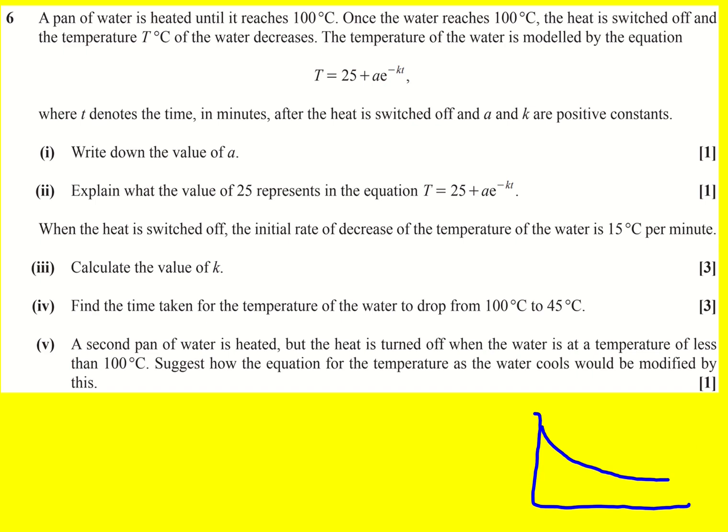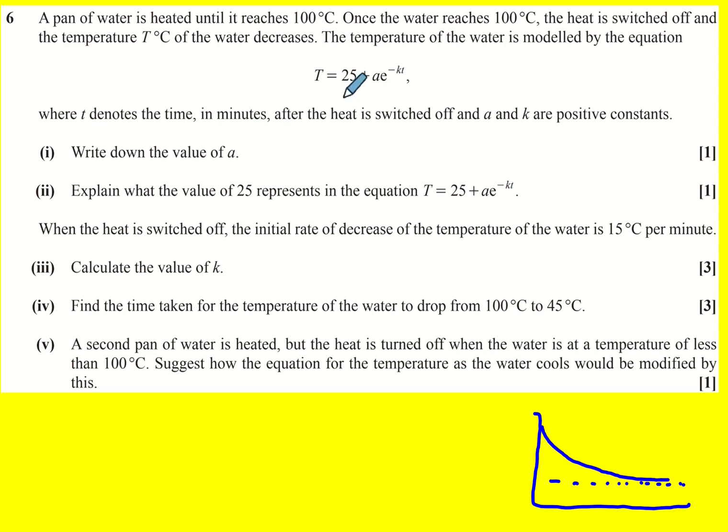And normally, if we just have e to the minus kt, then it will go to 0. But here I've always got this 25 going on. But this is like a typical kind of curve for temperature reduction, actually. So this actually answers part 1 and part 2 pretty much.